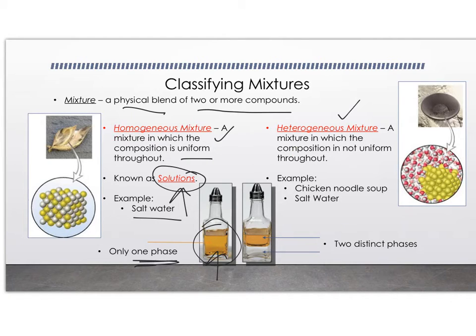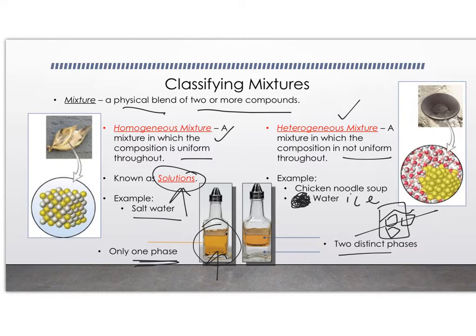As compared to a heterogeneous mixture, it's a mixture in which the composition is not uniform throughout. So for example, chicken noodle soup, or even ice water, and that is a typo here. It should not say salt water. Salt water is a solution. So if you say water with ice, in a cup of water, you have different ice cubes. Obviously, it's not the same throughout because you can cut that in halves or in quarters or look at it in different angles and it's not the same throughout. So scratch out that salt and please put ice water because that is a heterogeneous mixture.